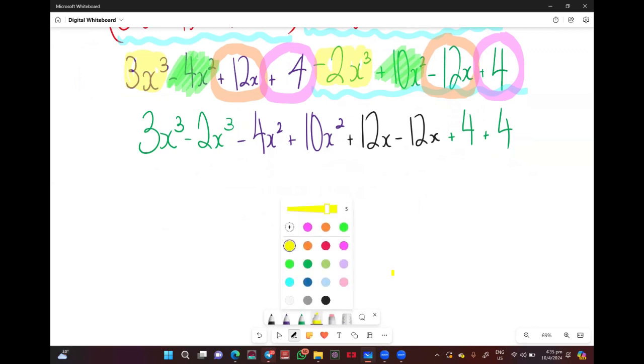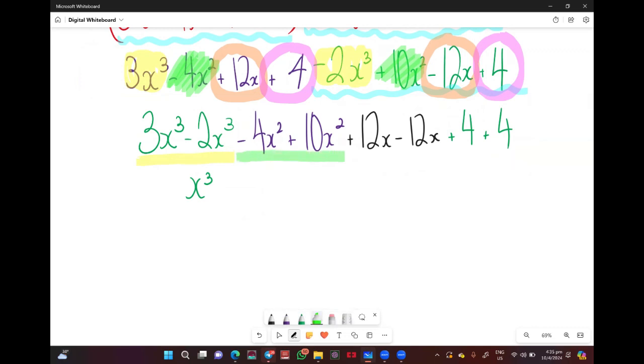Since I use yellow, I'm just going to show you from here all the way to here. Am I making sense? Okay, 3x cubed minus 2x cubed. That gives me x cubed. Agree or disagree? Okay, the second one is in green. I'm going to color code this part. Can you see that? Minus 4 plus 10x. What is minus 4 plus 10x?